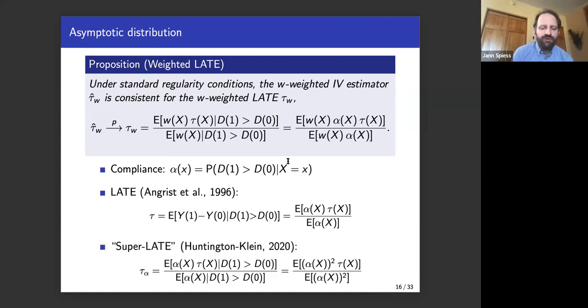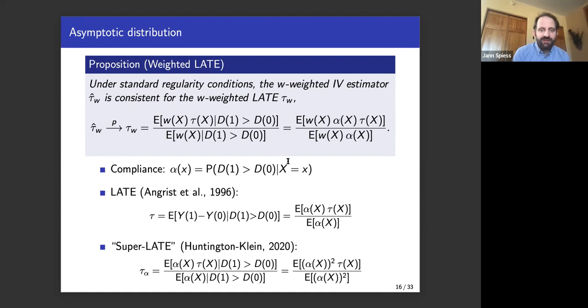If instead we now use compliance itself as a weight, which is what I suggested in the linear model before as being the choice that minimizes the asymptotic variance, then we obtain what Huntington-Klein calls a superLATE, which effectively adds an additional weighting by compliance. So rather than only weighting by compliance by conditioning on D(1) being greater than D(0), we now add an additional weight, which effectively means that we're doubling down on compliance weighting and weighting the conditional LATEs by treatment effect squared.